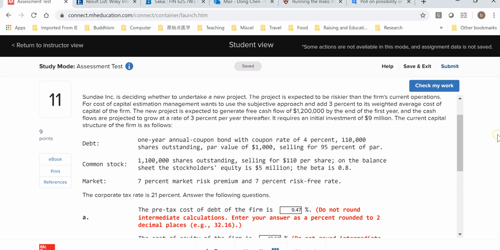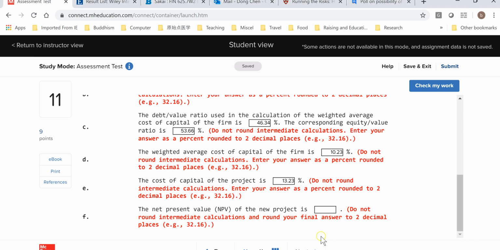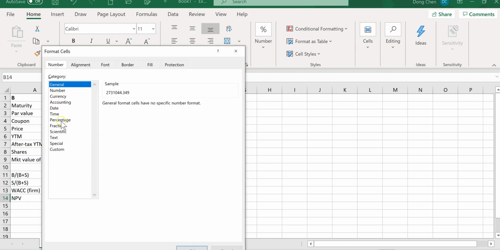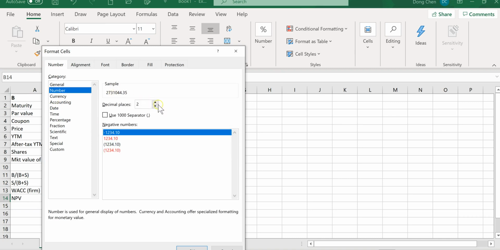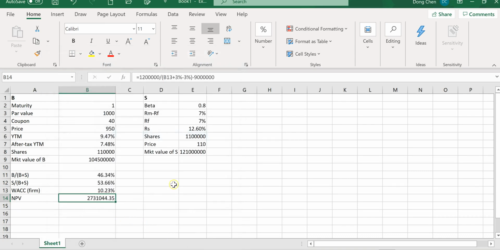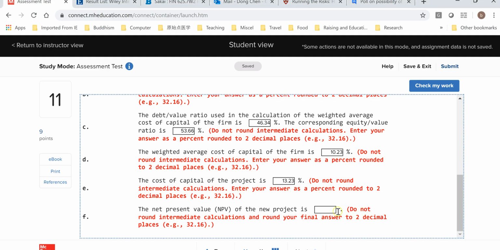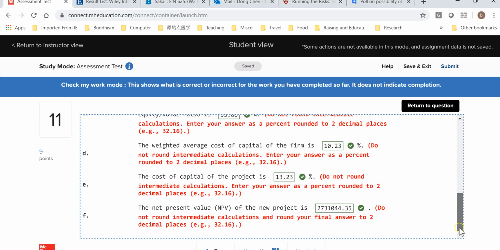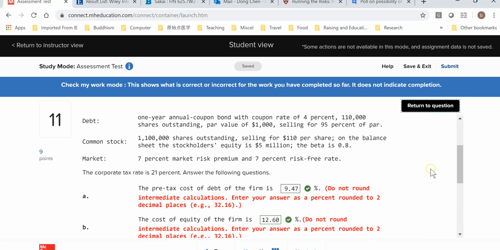And then the final rounding requirement here is to round your final answer to 2 decimal places. So we need to change the format again, and rather than using percentage, just use the number and keep 2 decimal places. Then we can just copy this number back to the Connect. So now let's check our work. All right, good job.